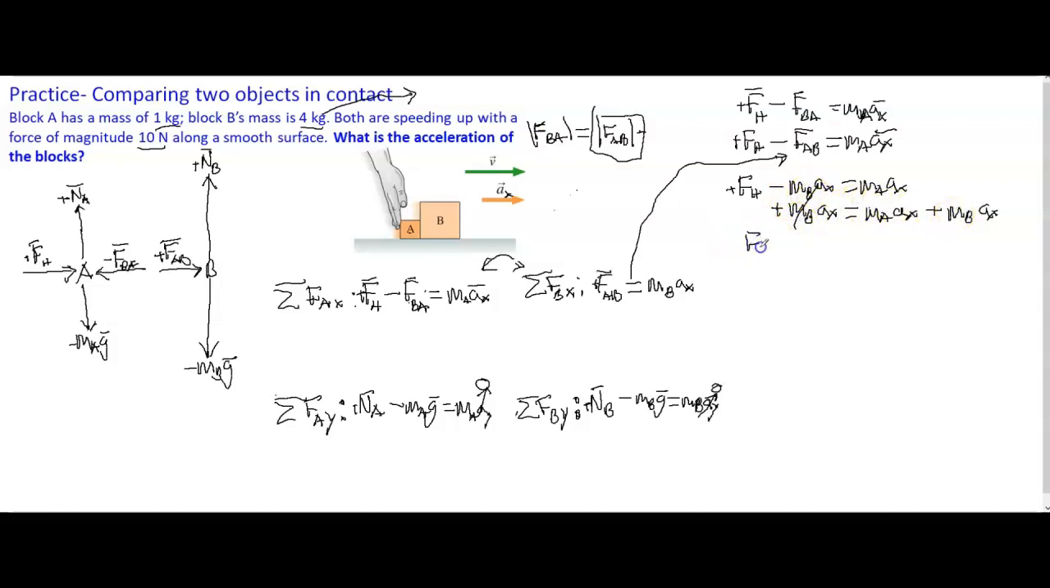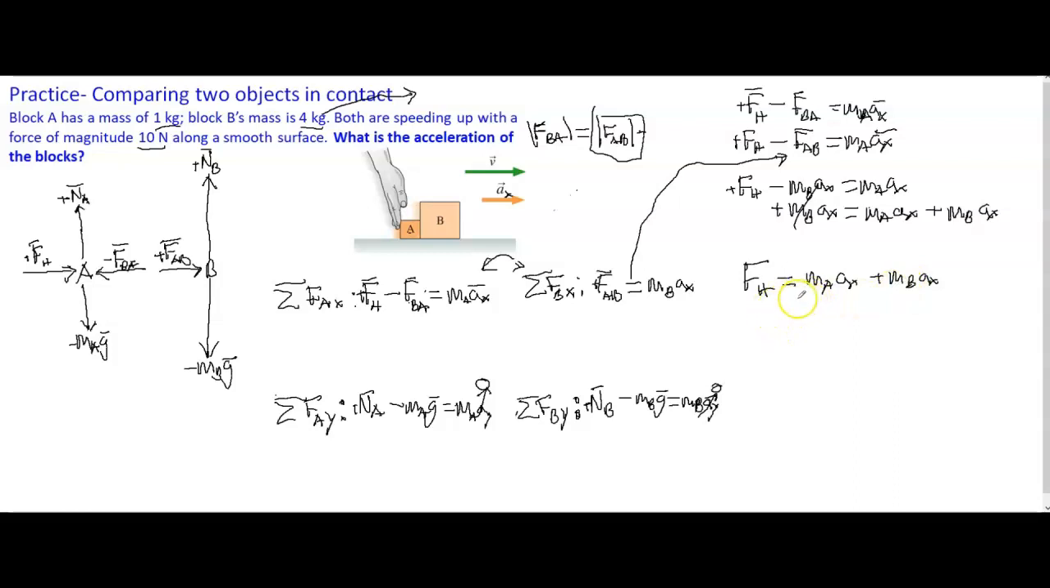So what we have now is the hand force. Rewrite that a little bit better. It's the hand force, force of the hand, is pushing mass A times its acceleration, and it's also pushing mass B to the right. It's pushing both objects to the right, but really it's pushing block A to the right, which is then in turn pushing block B to the right.